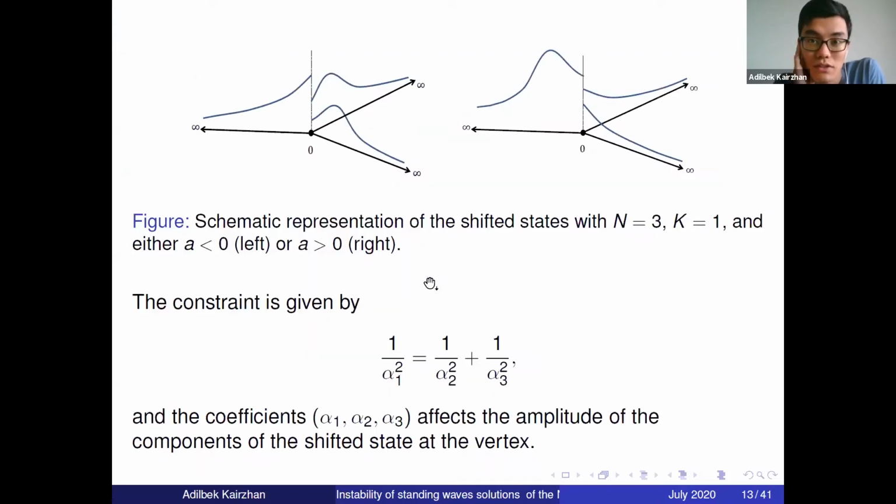So here are the pictures of what we have: n equal 3, k equal 1. Whenever A is less than 0, we get a picture like this, and when A is greater than 0, we get a shifted state of this type. And here we can see that because of these alpha parameters at the vertex, because of this generalized continuity condition, we don't have continuity. There are just some jumps at the vertices.